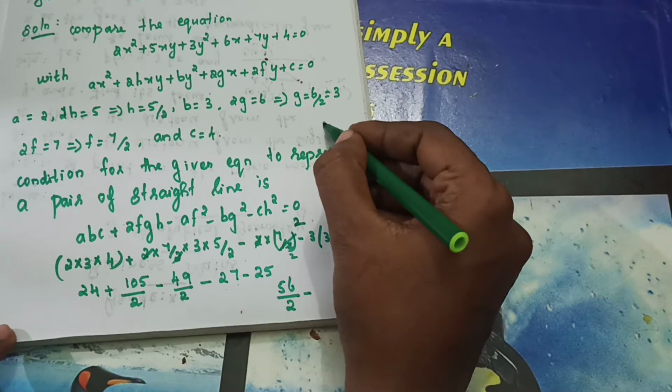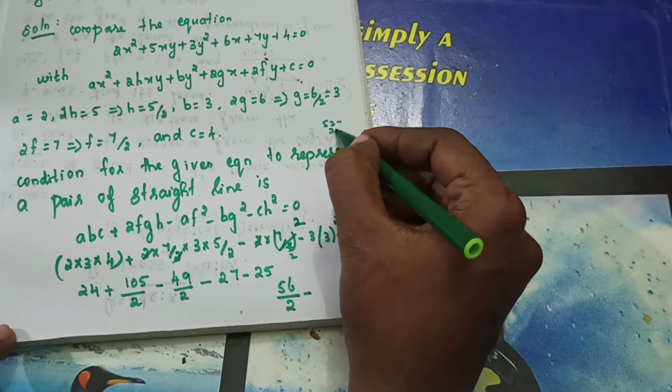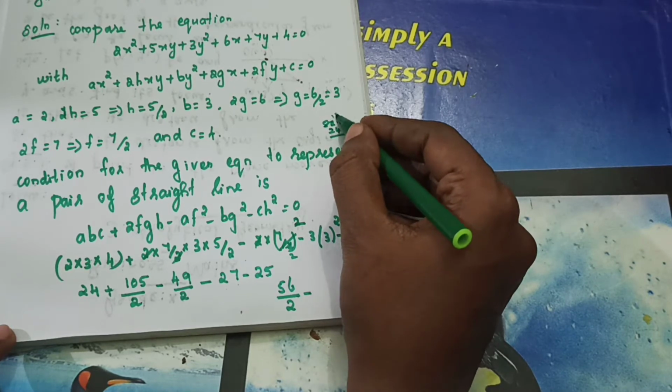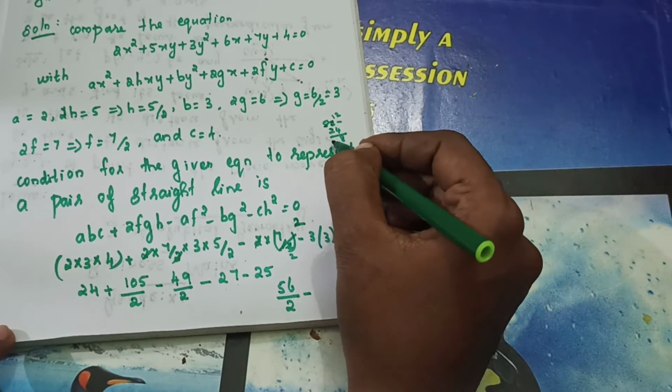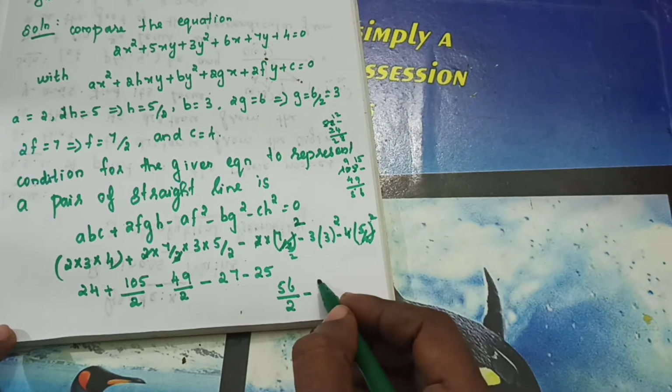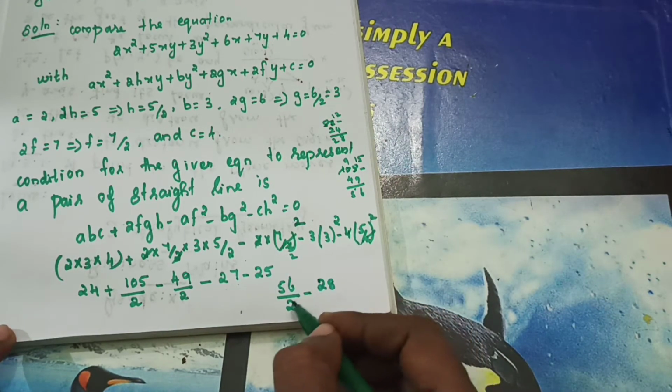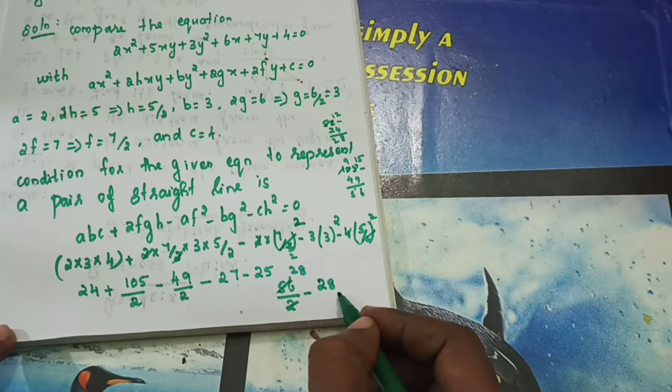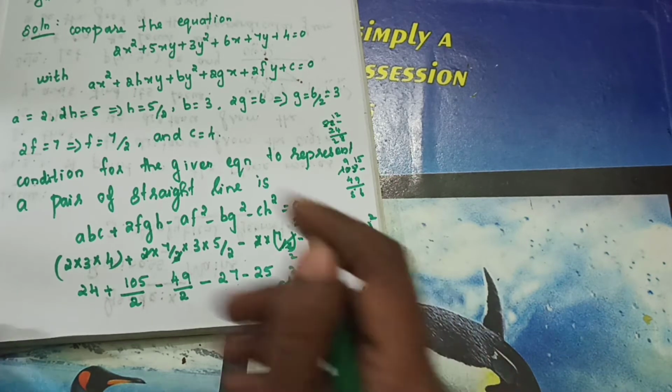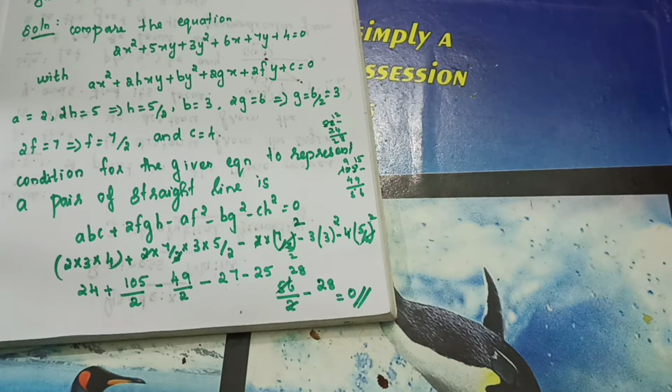52 minus 24. How much you will get? 8. Here 28, correct? So minus 28. So this and this will get cancelled, 28. So 28 minus 28, you got the answer as 0. Got it? So hence the given equation represents a pair of straight line. Am I right? You got the answer as 0.